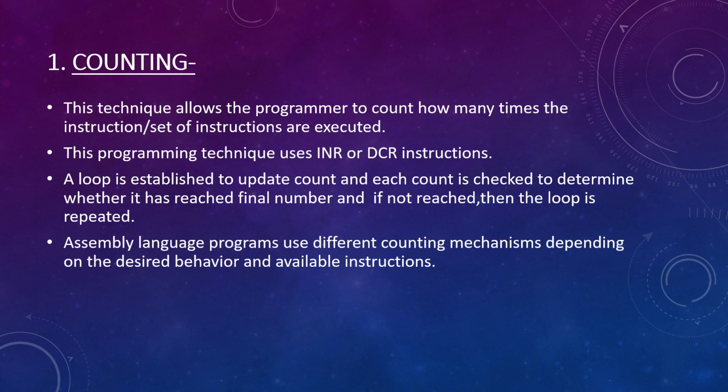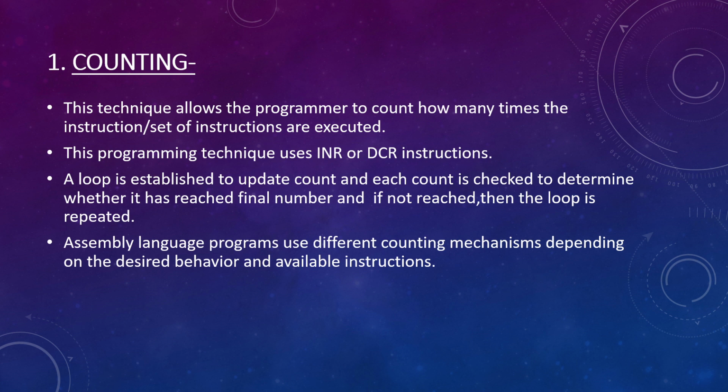The first is counting. This technique allows the programmer to count how many times an instruction or a set of instructions is executed in the microprocessor. It usually uses increment or decrement instructions. A loop is established to update the count, and each count is checked to determine whether it has reached the final number. If it has not, the loop is repeated.